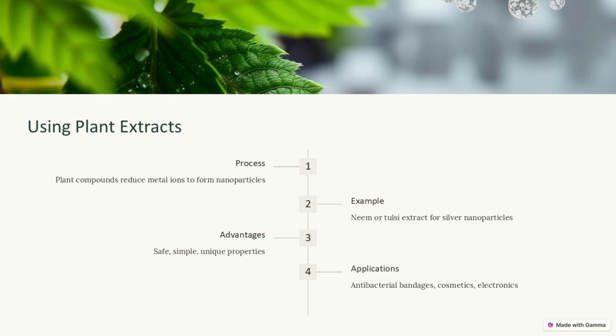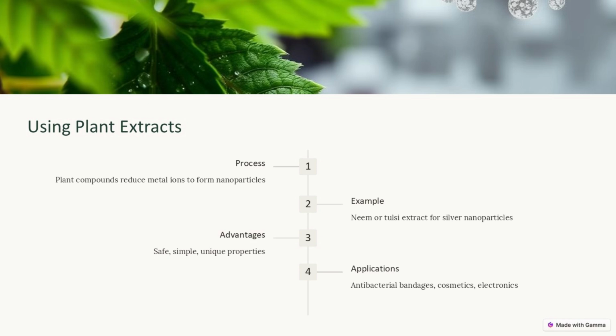Let's start with the use of plant extracts. In simple terms, plants have natural compounds like polyphenols, flavonoids, and alkaloids that help in this process. You can think of these compounds as natural helpers that can reduce or change metal salts into nanoparticles. For example, if we want to make gold or silver nanoparticles, we can add plant extract to a solution containing gold or silver salts. The compounds in the plant extract will reduce the metal ions, creating small particles which are called nanoparticles. This method is simple, effective, and cost-friendly.